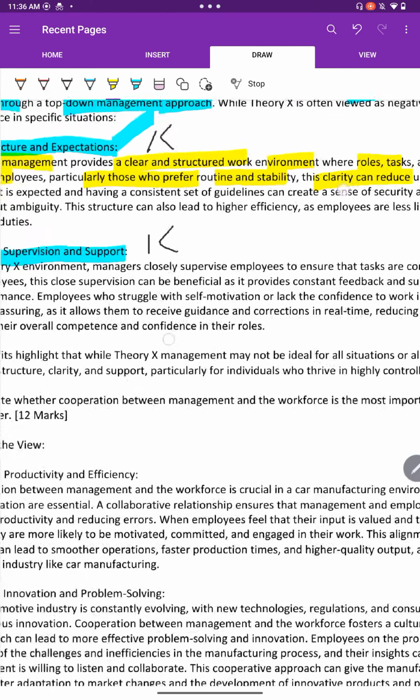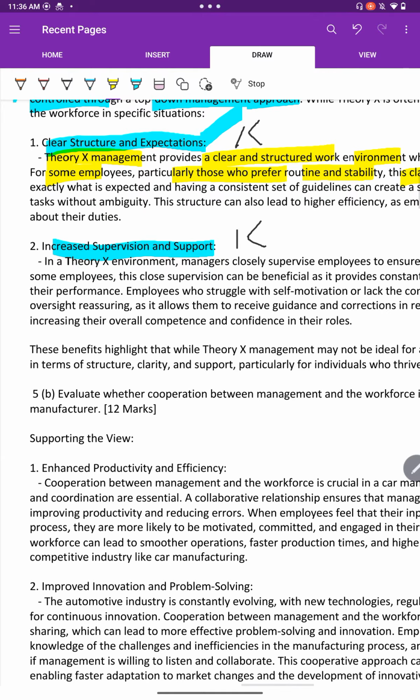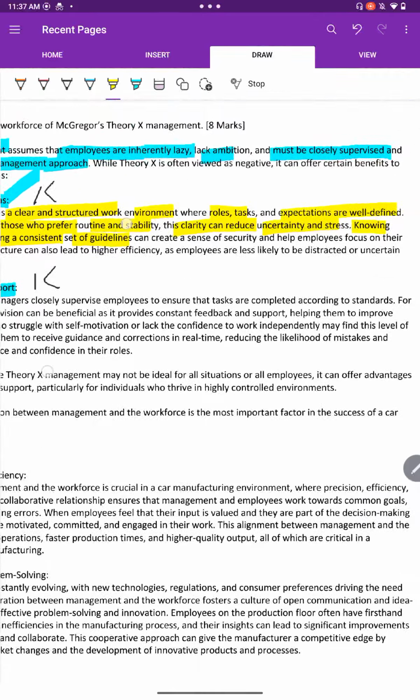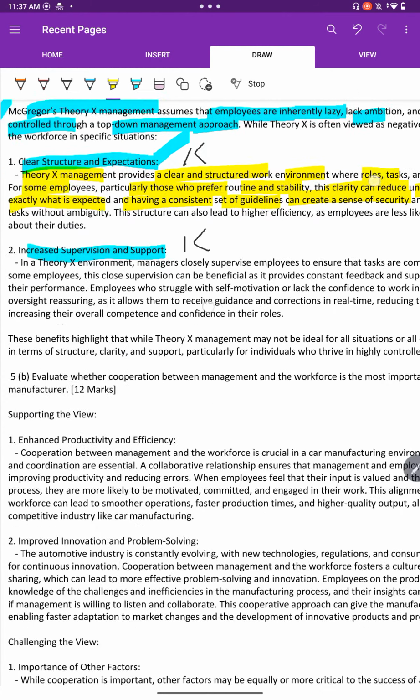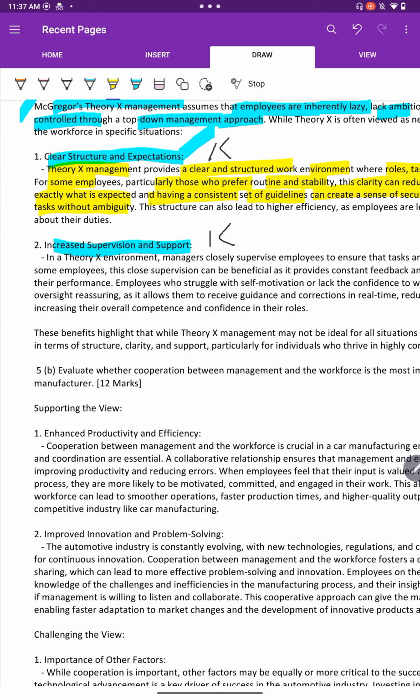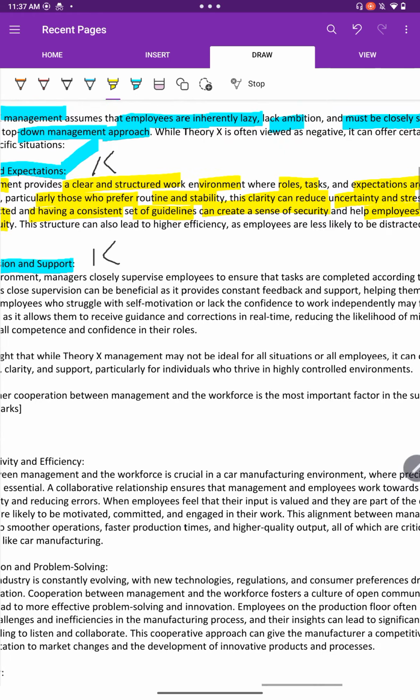Knowing exactly what is expected and having a consistent set of guidelines can create a sense of security and help employees focus on their task without ambiguity. It means that there will be no confusion. They know how to work and what to do. This structure can also lead to higher efficiency.